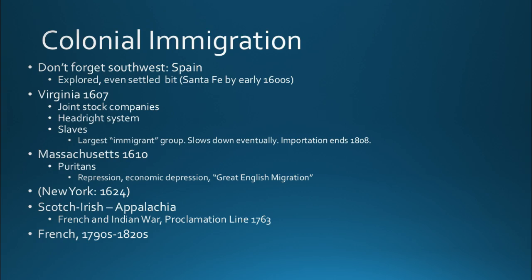Santa Fe, New Mexico, I point out there, was a settlement that was actually settled just about the same time as Virginia. And that's wrong, by the way. That should be 1620.